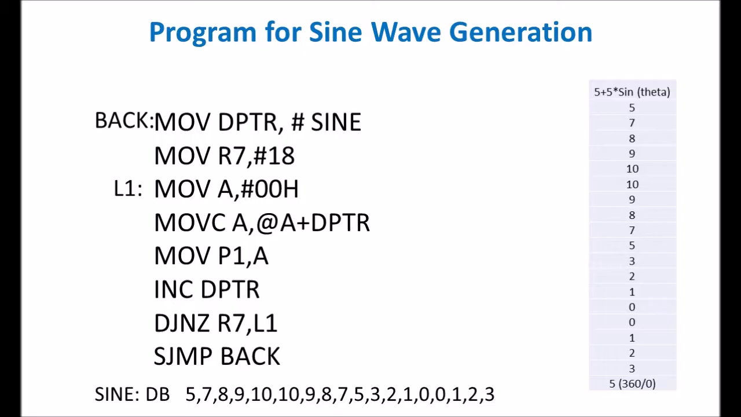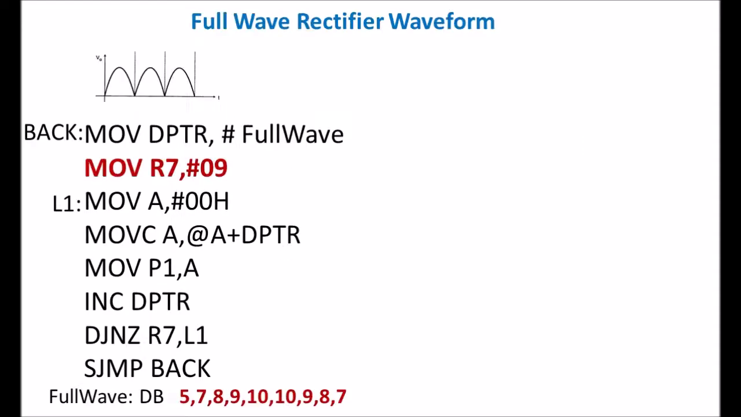Now since we want to continuously repeat this sinusoidal signal, here we can write the instruction SJMP back. That means an unconditional jump instruction, without any condition, will be used. So it will go to the first instruction and will repeat this cycle of the sinusoidal signal continuously.